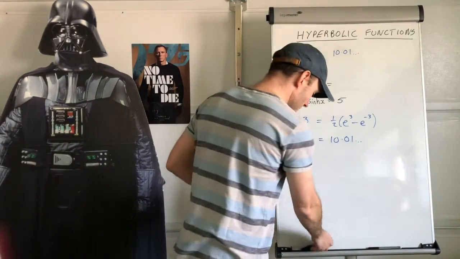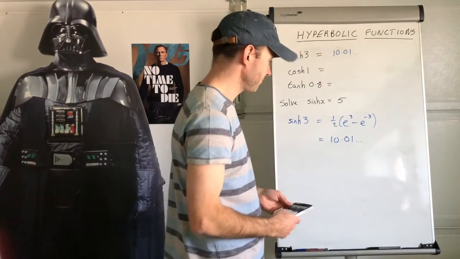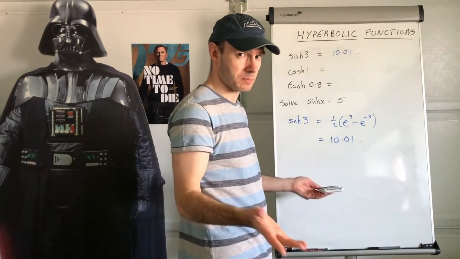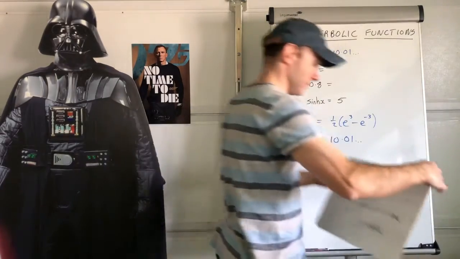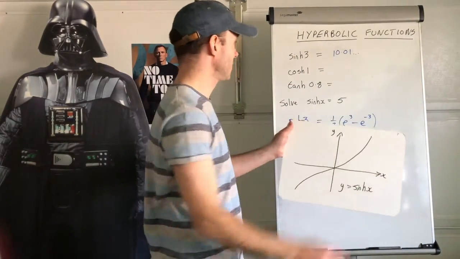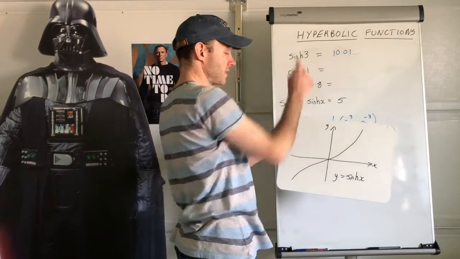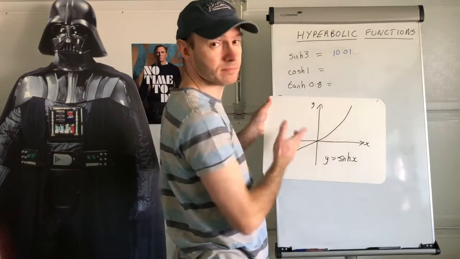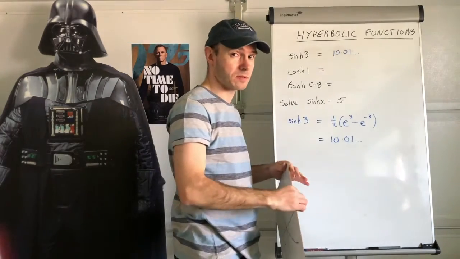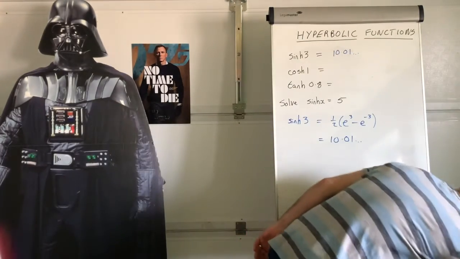Why is there only one answer to that? Can you explain? Pause the video maybe. It's the graph. When you've got sinh 3, it's about there, x is 3, one answer. Always think about the graph to explain how many different values you've got.